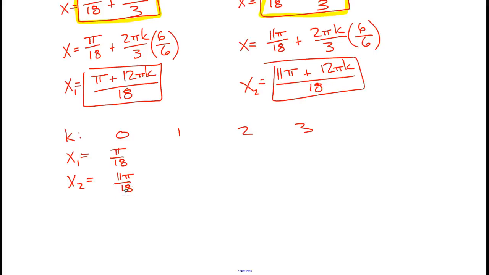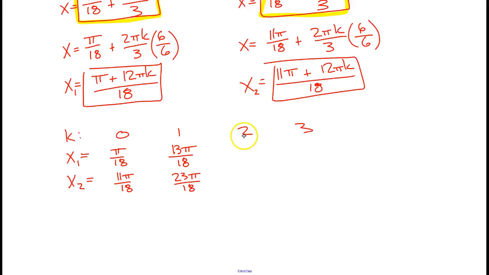So those are the first two solutions I have on that interval from 0 to 2 pi. Now if I let k equal 1, I'm going to have pi plus 12 pi. So that's 13 pi over 18. And my x2, if I let k equal 1, I'm going to have 11 pi plus 12 pi. Let's see, that's 23 pi over 18. Okay, so 4 solutions so far on that interval from 0 to less than 2 pi.